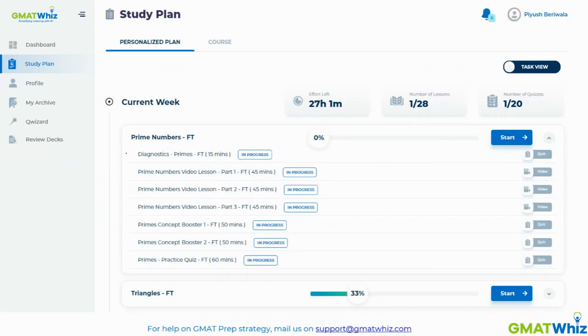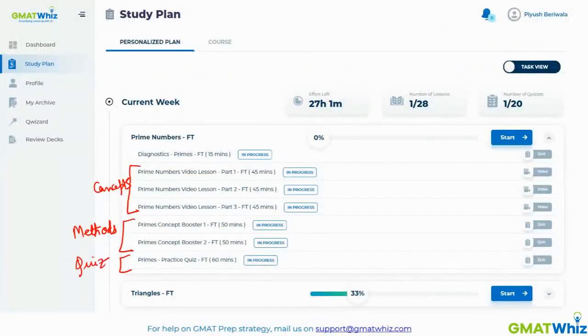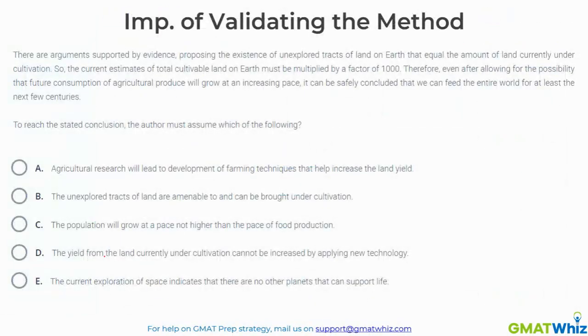For example, even if you are on the free trial, you will see that in the prime numbers lesson, we are first teaching you concepts through videos. The second step is the concept booster, where we are teaching you all the methods that you should follow, the right method. And then it is followed by a quiz, which is to practice. So the third step is the quiz, but I want to come to that a little later.